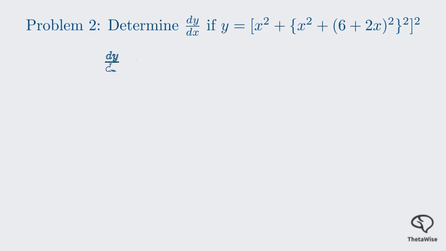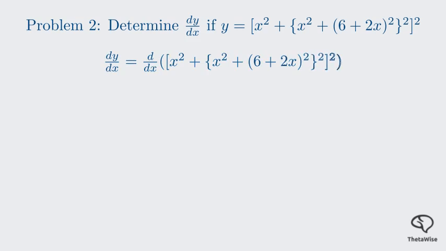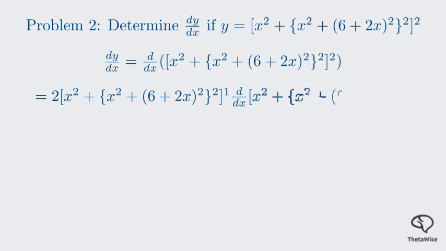First, let's differentiate the outermost part, which is something squared. The derivative is 2 times that something to the power of 1, multiplied by the derivative of the inner function. So we write 2 times the entire bracket, to the power of 1, and we multiply by the derivative of the content inside the large bracket. Now we need to differentiate the expression inside the large square brackets. This is a sum, so we can differentiate each term separately. The derivative of x squared is 2x.